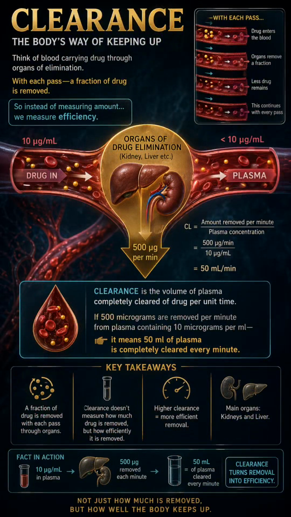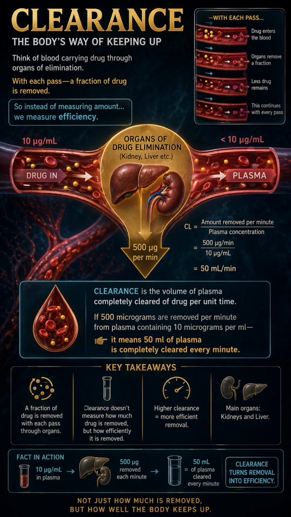You can see an image on screen now. Think of blood carrying drugs through organs of elimination. With each pass, a fraction of drug is being removed. So instead of measuring amount, we measure efficiency. Let's dive into the core concept.